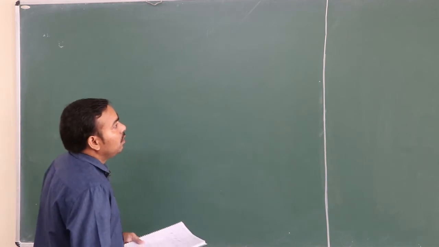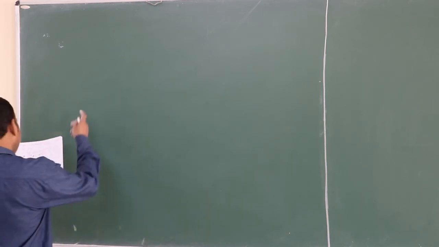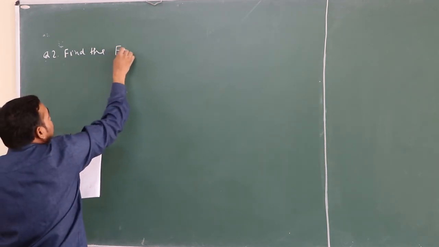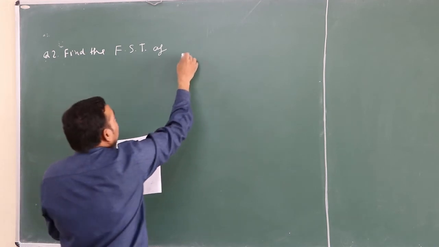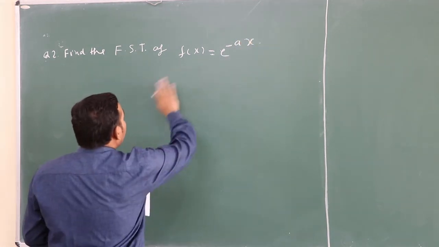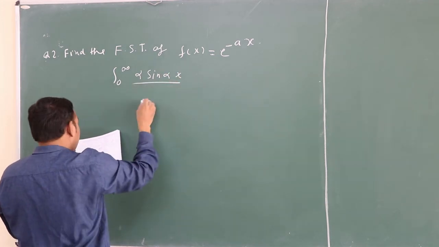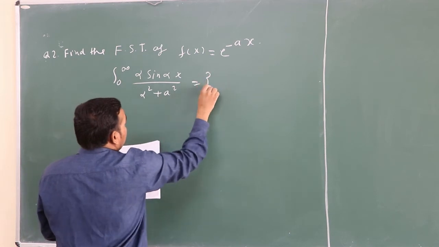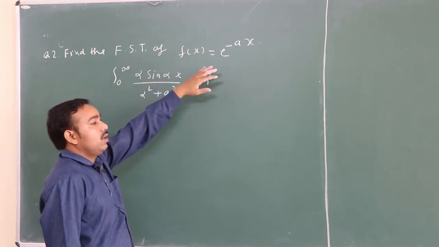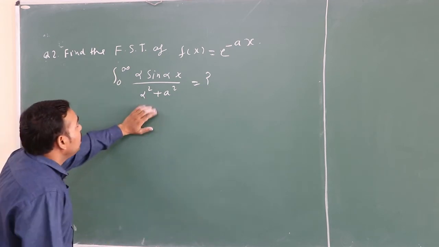Now discuss the example of Fourier sine integral, meaning Fourier sine transform and Fourier cosine transform. Question 2: find the Fourier sine transform of f(x) equal to e to the power minus ax, and with the help of this evaluate the integral 0 to infinity alpha sine alpha x upon alpha square plus a square. The question is to find the Fourier sine transform of f(x), that is e to the power minus ax, and with the help of this evaluate this integral.